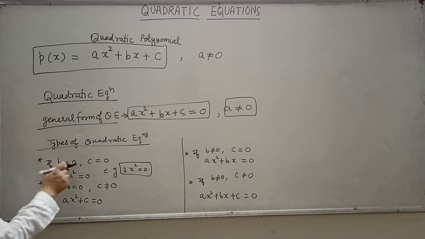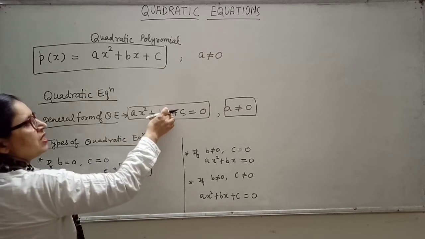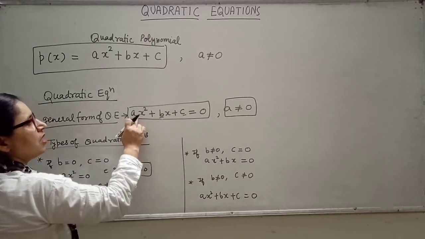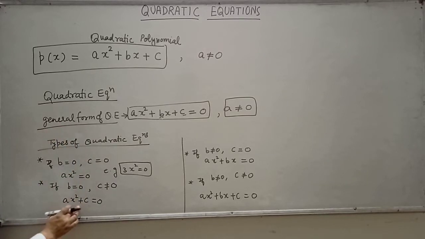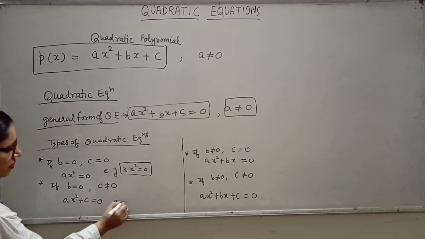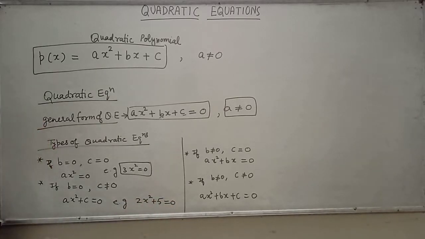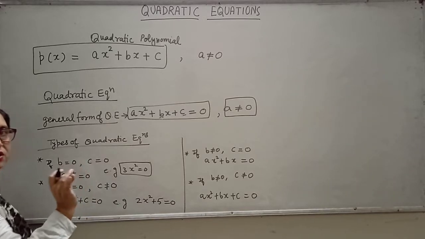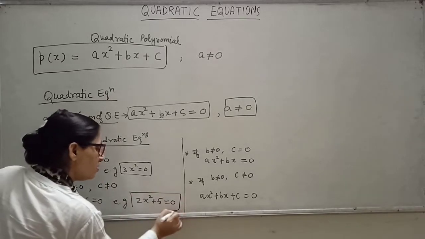Second, now if b is 0 and c is non-zero. If b is 0, this part will be removed. So what will be left? ax square plus c equal to 0, because b is 0, so that will be removed. For example, I am writing 2x square plus 5 equal to 0. This is also quadratic. You have to check only the highest power. What is the degree? Degree must be 2, highest power must be 2. Only then it will be called a quadratic equation. So this is the other example.